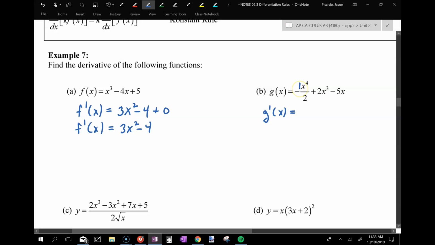So that's a half, right? Or negative a half. So 4 times negative a half is negative 2. X to what power now? Okay, what's the next piece? 6x squared. And what's the derivative of a line? It's the slope, right? Minus 5.